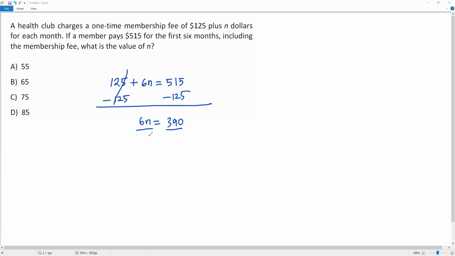Now let's divide both sides of this equation by 6. Then this 6 will cancel out. N equals, when I divide 390 by 6, I am getting 65. Here I got the value of N, that is 65. I find 65 in answer choice B. The correct answer choice for this question is B.